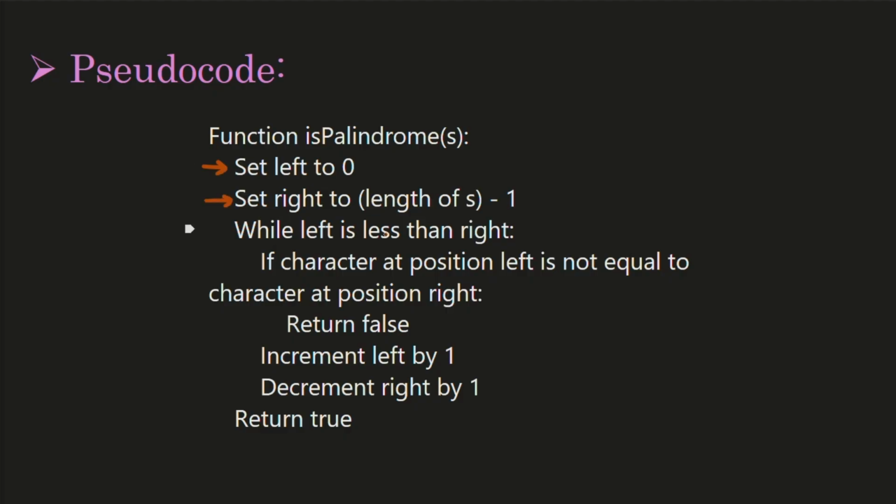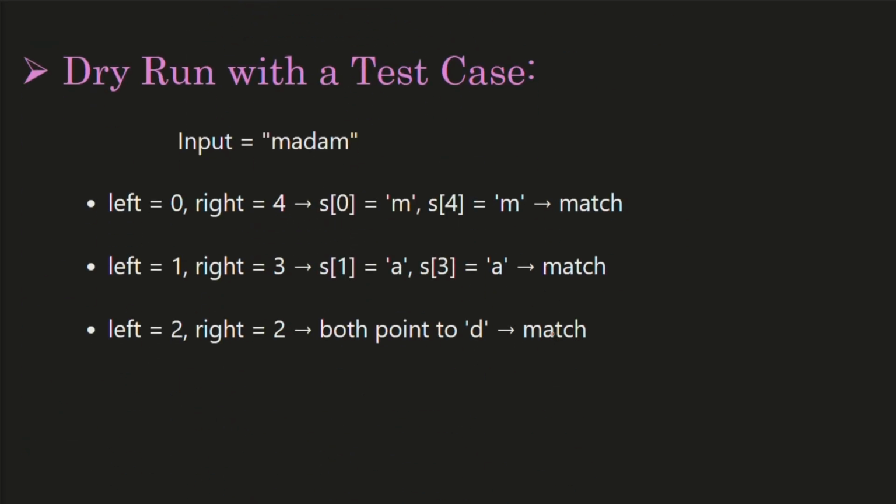Set left to 0. Set right to length of s minus 1. While left is less than right, if the character at position left is not equal to the character at position right, return false. Increment left by 1. Decrement right by 1. Return true. Dry run. Input equals madam.